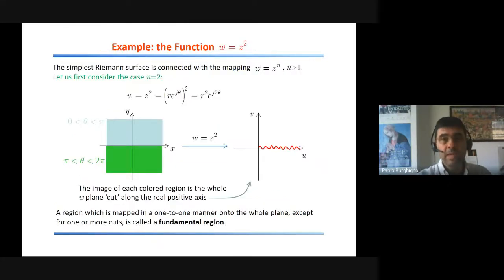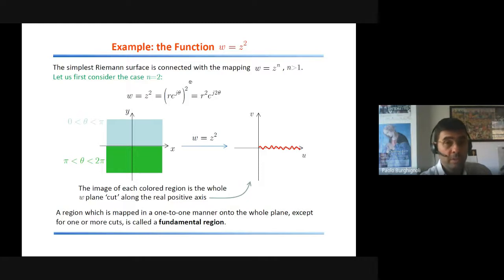Let us give some examples. The simplest example of all is provided by the polynomial z to the second power, so z squared. And this gives you the simplest possible example of a Riemann surface. More generally, we could, with the same approach, examine the Riemann surface of any monomial z to the nth power, where n is an integer greater than 1.